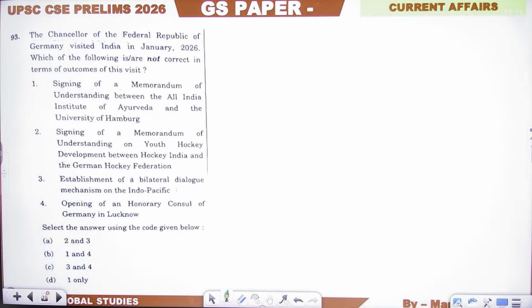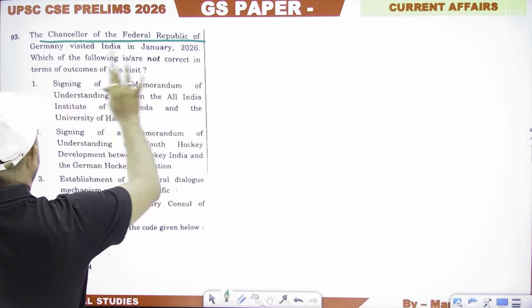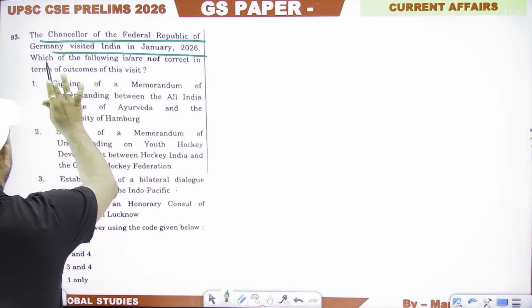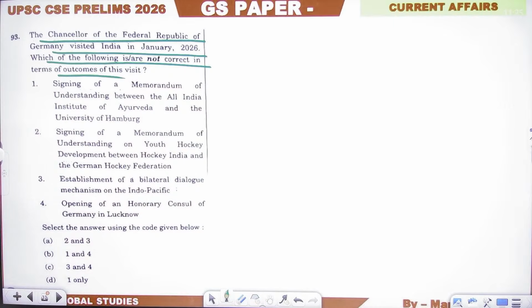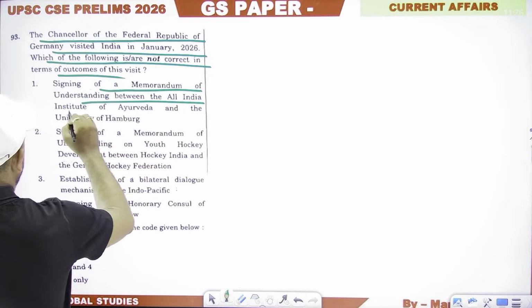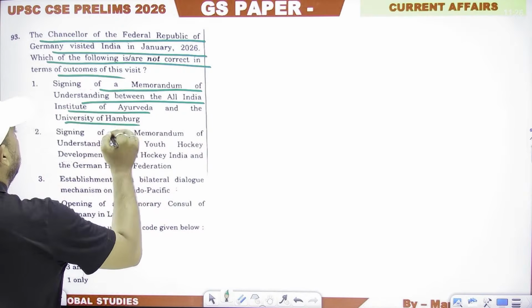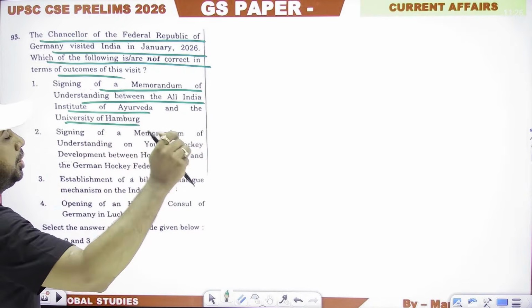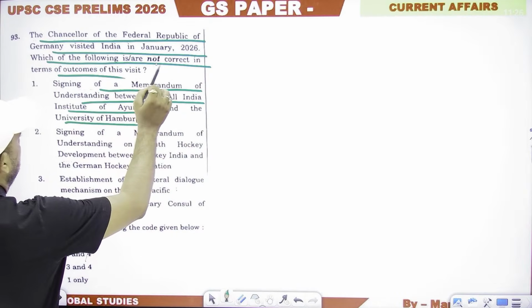Now we move toward the last question of current affairs, that is, the Chancellor of the Federal Republic of Germany visited India in January 2026. Which of the following are the correct outcomes of this visit? Okay, what are the different outcomes of this visit? The first thing they are saying is the signing of a memorandum of understanding between the All India Institute of Ayurveda and the University of Hamburg. This is absolutely wrong because it was signed with the University of Berlin. So this is wrong, and we have to find the not correct option.